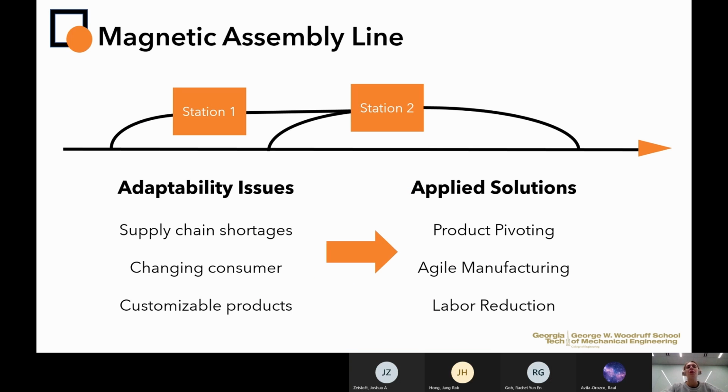This brings us to the first prong of our solution, which is the magnetic assembly line. Like Rachel mentioned, this allows us to move away from a traditional assembly line. This means if a product only needs to go through station 1 or station 2, it can do so, or if it needs to go through both stations, it can also do that.